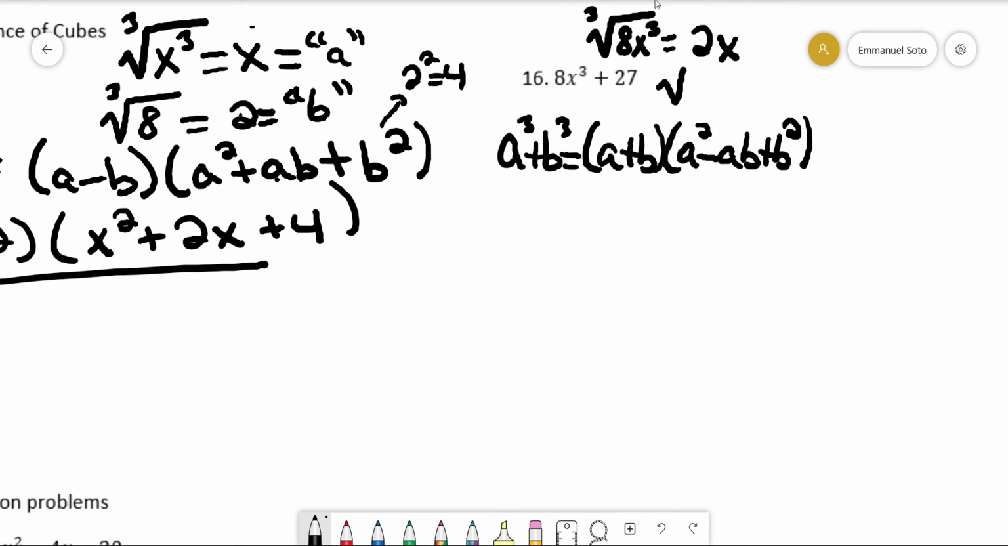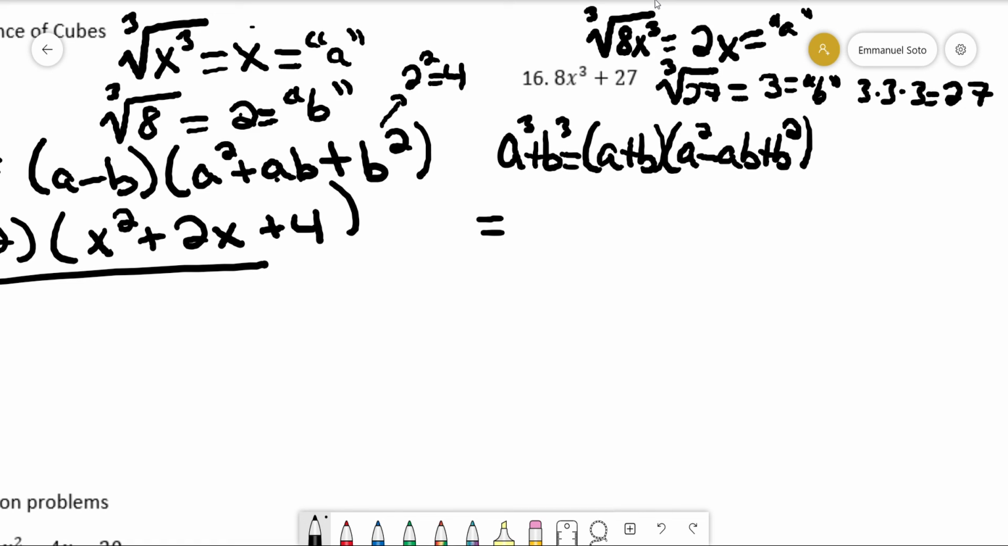Now what's the cube root of 27? Well, 3 times 3 times 3 is going to be 27. So that's going to be your cube root, all right? Because 3 times 3 is 9, and then 9 times 3 is going to give you 27. All right, so now we got our a. Now we got our b, so we can go ahead and plug into the formula.